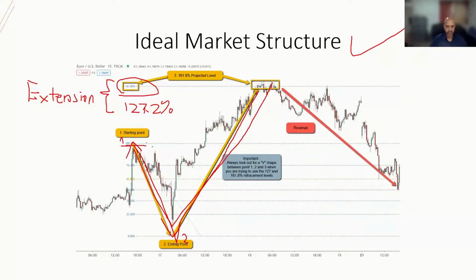So how we can use the extension levels is when we see price reverse strongly and come back up to the starting point, which is at 100%. Here we can say we're looking for a potential bullish breakout. We have our technical indicators telling us that this is a strong bullish move. We also have a strong fundamental data catalyst that's driving this move as well. So we are looking for a potential bullish breakout.